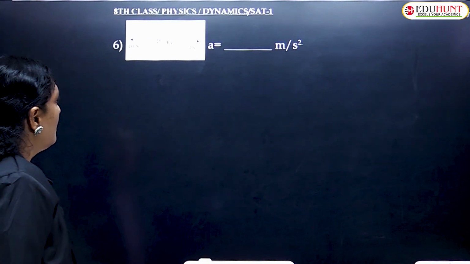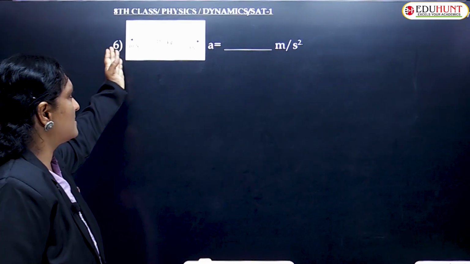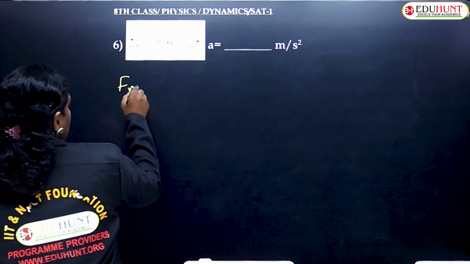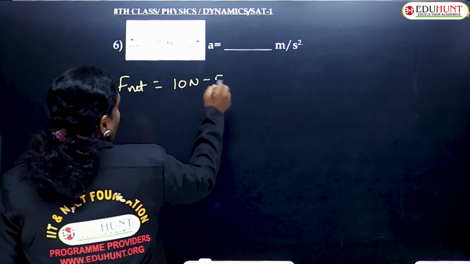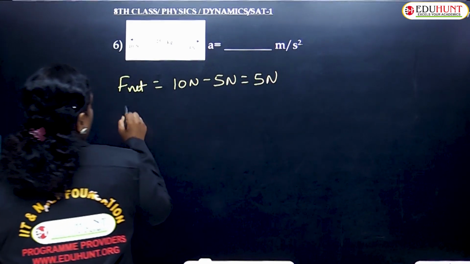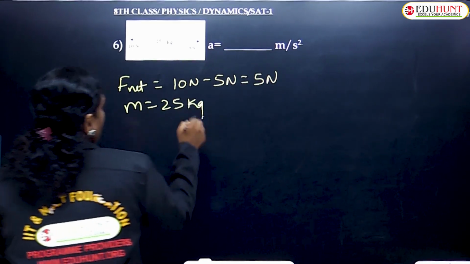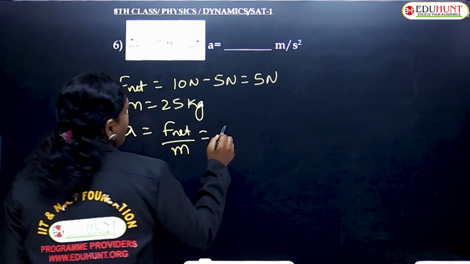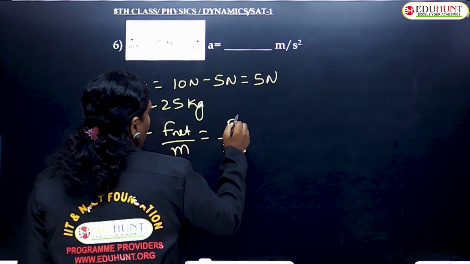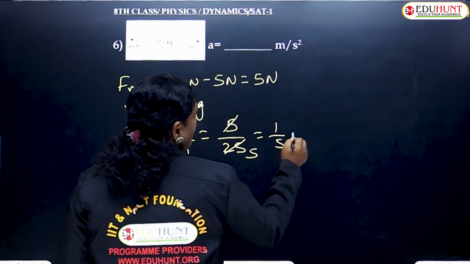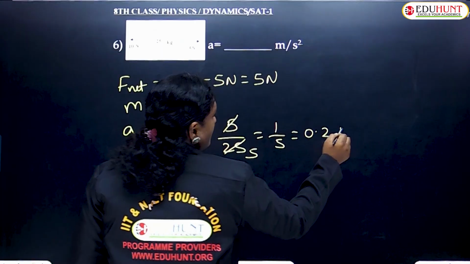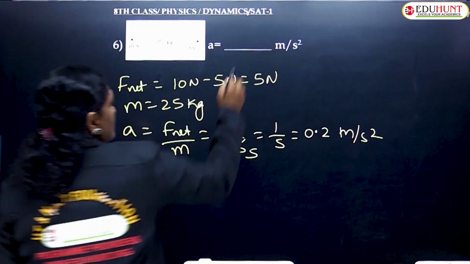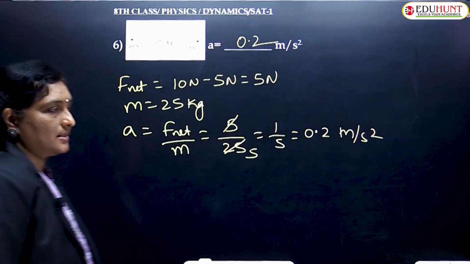Now the next question. Mass is given as 25 kgs. Larger force 10 Newton. Lesser force 5 Newton. Resultant force how much? F net is equal to 10 Newton minus 5 Newton, that is nothing but 5 Newton, and mass is given as 25 kg, and the formula for acceleration is net force by mass. Net force is 5 Newton upon 25 kg. 5 goes 5 times, that is nothing but 1 by 5. 1 by 5 is nothing but 0.2 meter per second square. Okay. So, answer is 0.2 meter per second square.